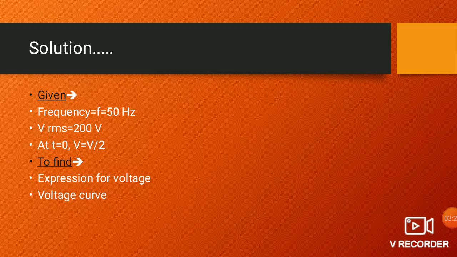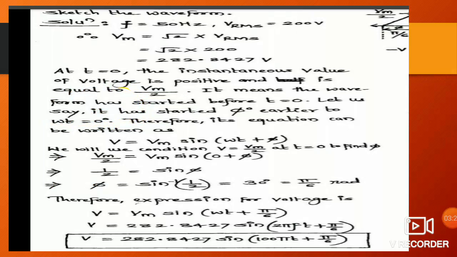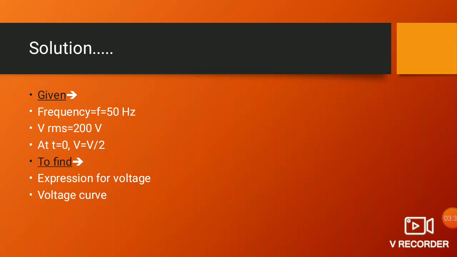First of all, we will see what we are given. Here we have frequency = 50 Hz, Vrms = 200 volt. At t = 0, we have v = Vm/2. And we have to find the expression for voltage and the voltage curve.